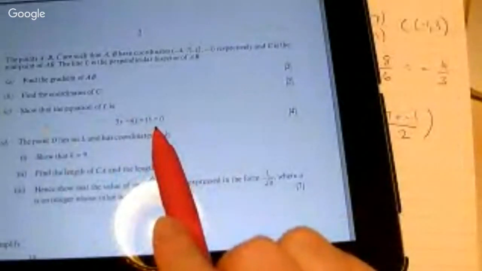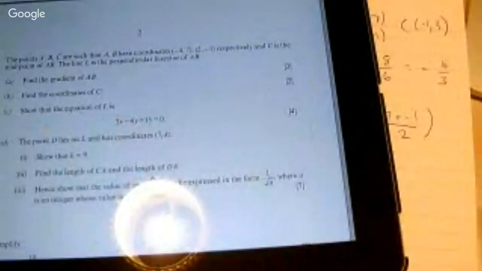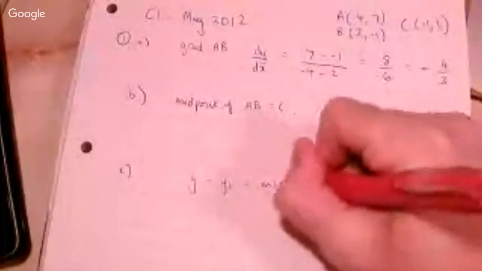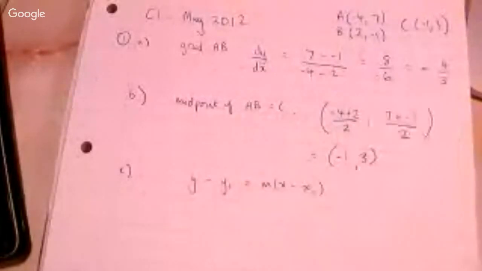Right then. So for the next one, it says show that the equation of L is this thing here, and I love it when they give us what it's supposed to be, because that means if I haven't got that, I've made a mistake up here. Right then. So if I do that, I need to use a formula. So for part C, I need to use the formula y minus y1 equals m(x minus x1). Now, I'm doing this for the equation of L.